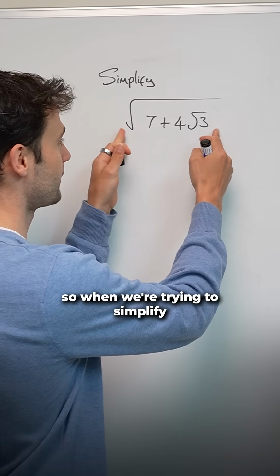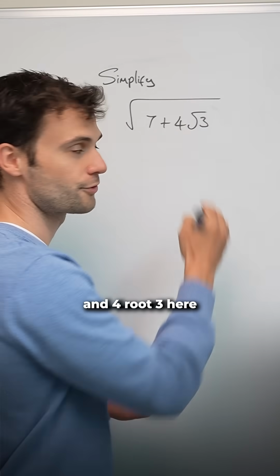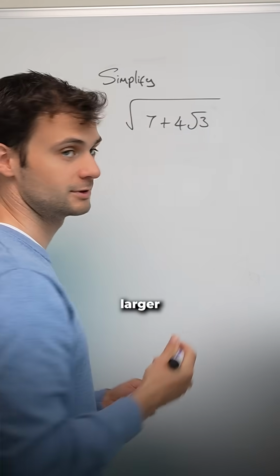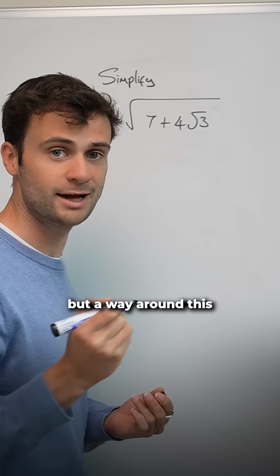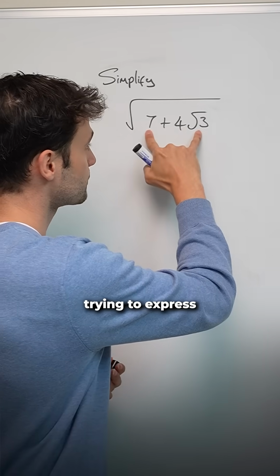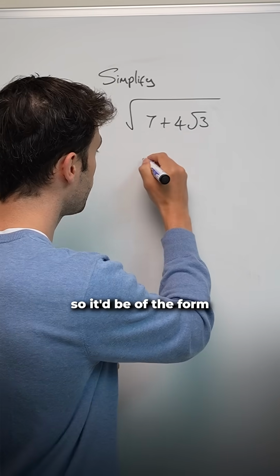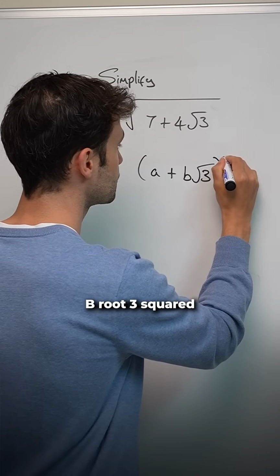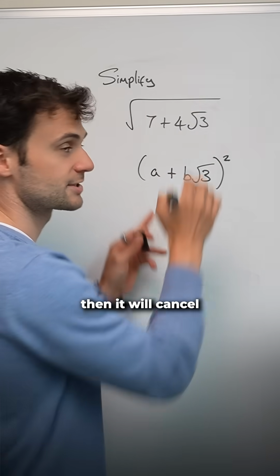So when we're trying to simplify a nested surd, it looks impossible because 7 and 4 root 3 here are not like terms, and they're trapped inside of this larger square root. So it doesn't look like you can do anything. But the way around this is to try to express the part that's trapped under the square root as a square. So it would be of the form (a plus b root 3) squared, and if we can write it in this way, then it will cancel with the square root.